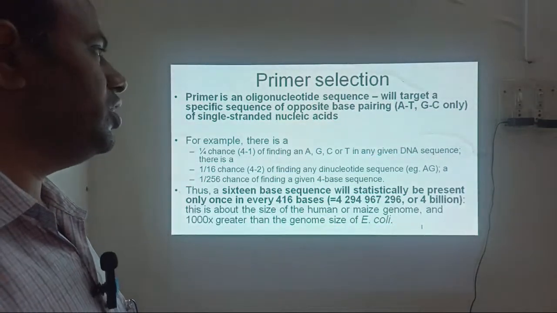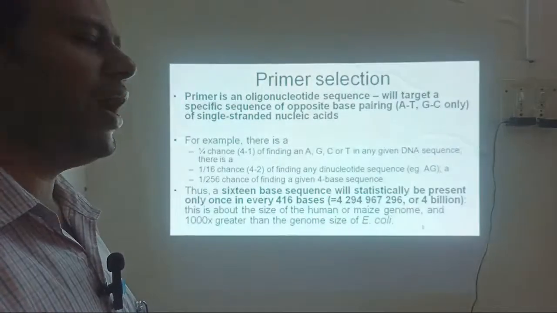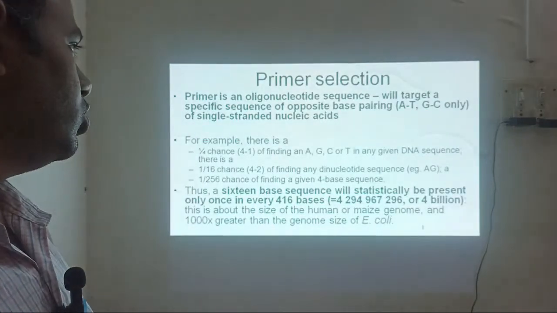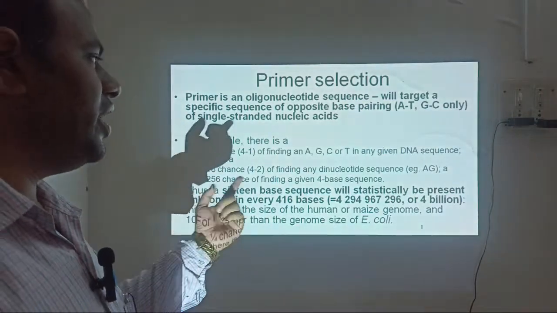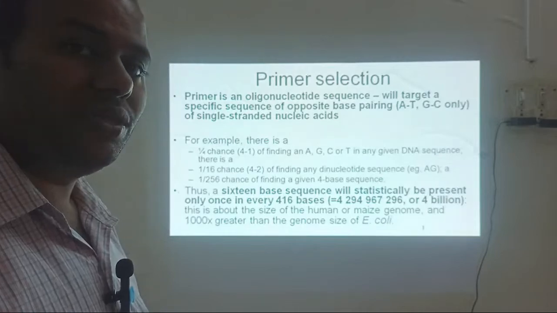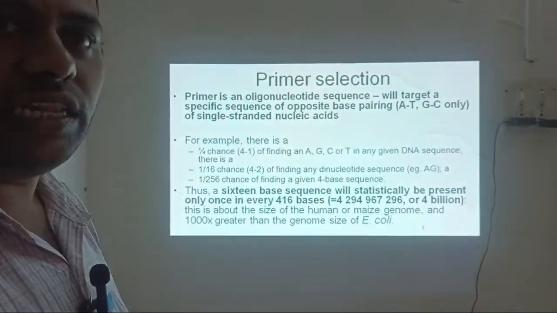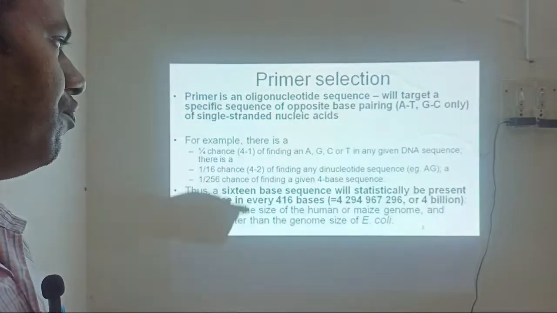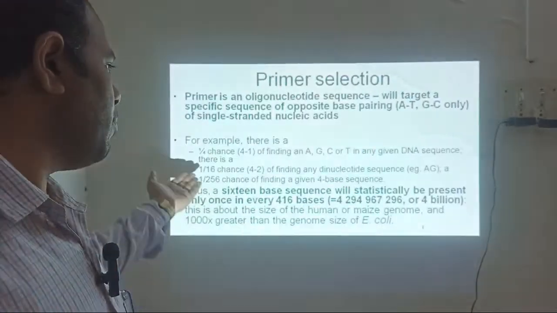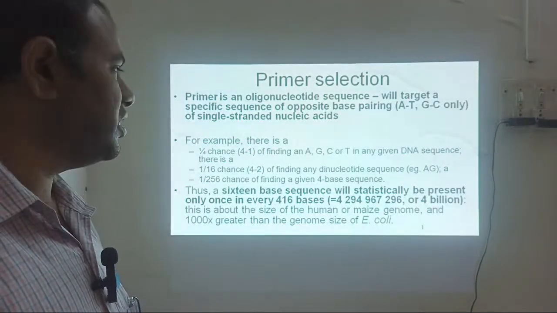How to select the primer? See, what is a primer? It's an oligonucleotide sequence and will target the specific DNA and it will bind at that specific sequence, okay. So what is the optimum length? I'll tell you how to choose the optimum length, okay. So there are 4 bases A, G, C, T in the DNA, okay. So the probability of every base is about 1/4. Yes, probability of finding a single base is about 1/4.